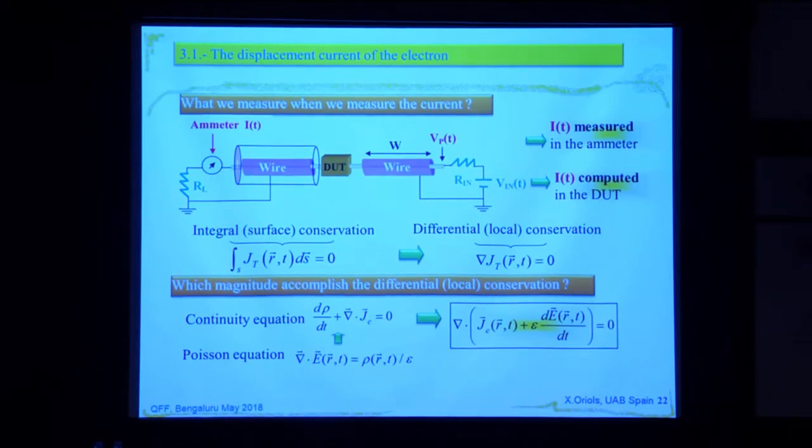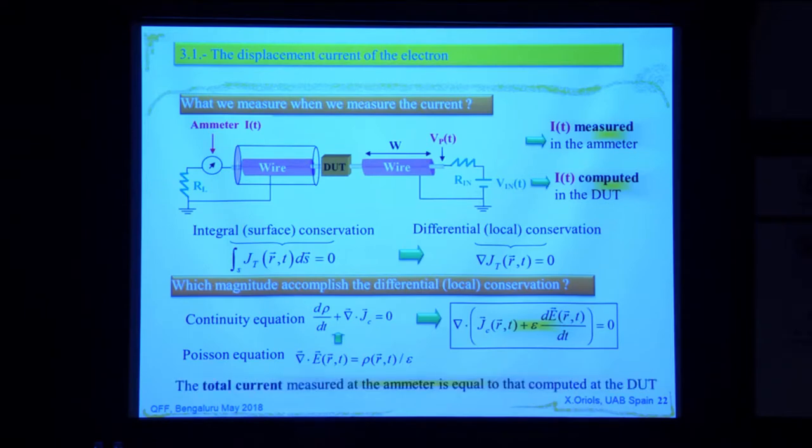The total current is this because I want a local conservation law. I want to satisfy this law, and the only quantity that satisfies this law is this: the particle current plus the displacement current, which is related to the time dependence of the electric field. This is because of the continuity equation; you put this equation here and you arrive at this. So I have to play with all these currents. In particular, at very low frequency, only this is important, but at high frequency, this is important. And basically, I want to work with this and try to extract information from this.